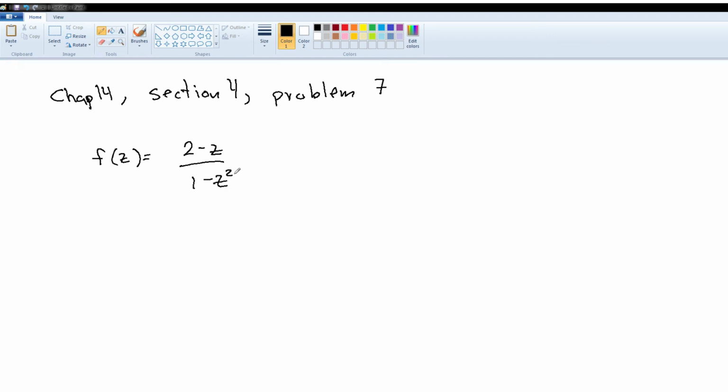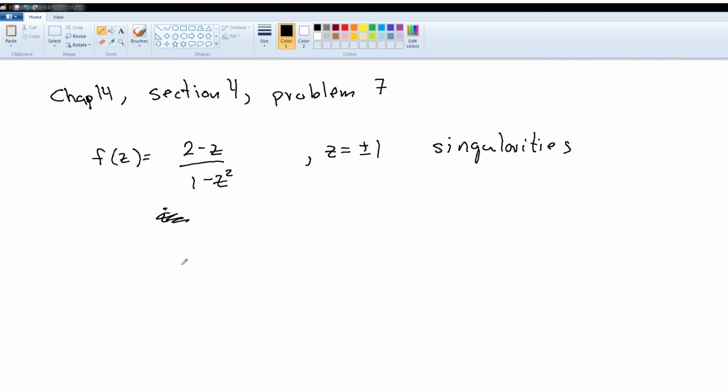Now it's not analytic everywhere, right? I mean, we have a denominator, and this denominator is 0 at z equals plus or minus 1. Okay, so those are singularities.